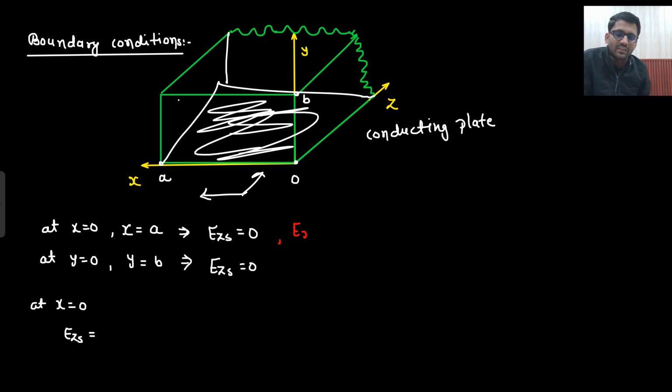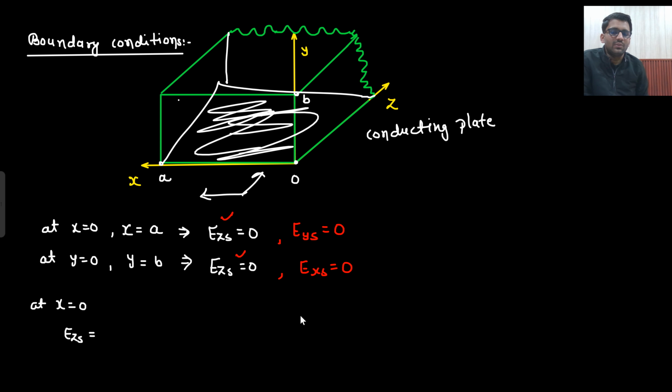Sorry, here it was EYS. For x equals 0 and x equals A, the tangential components are EZ and EY. And here, for y equals 0 and y equals B, what are the tangential components? EZ and EX. But we don't care about these two.